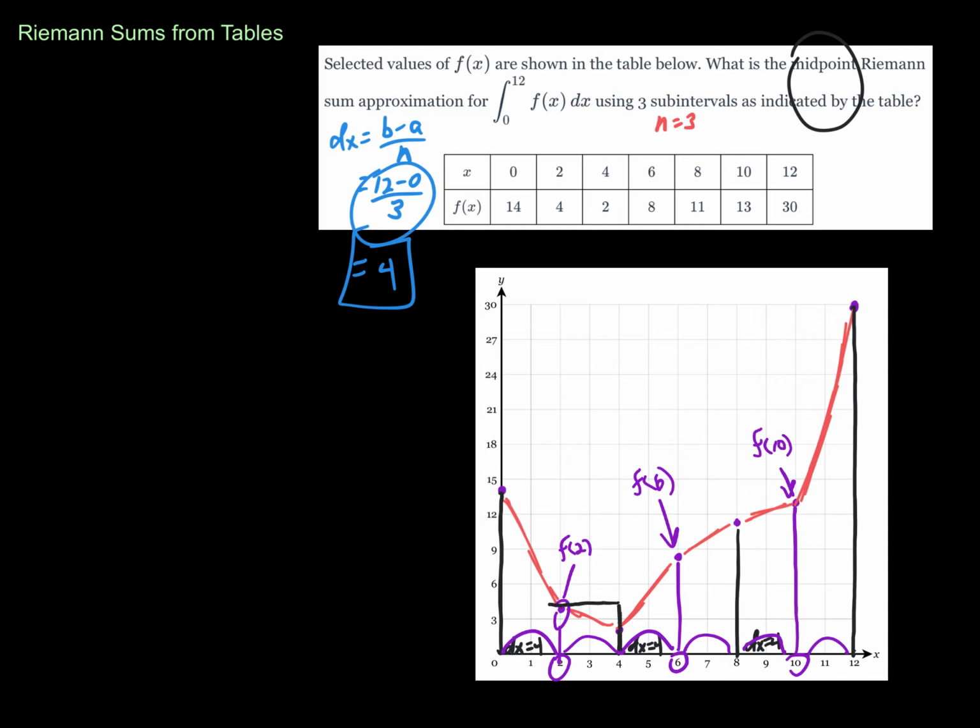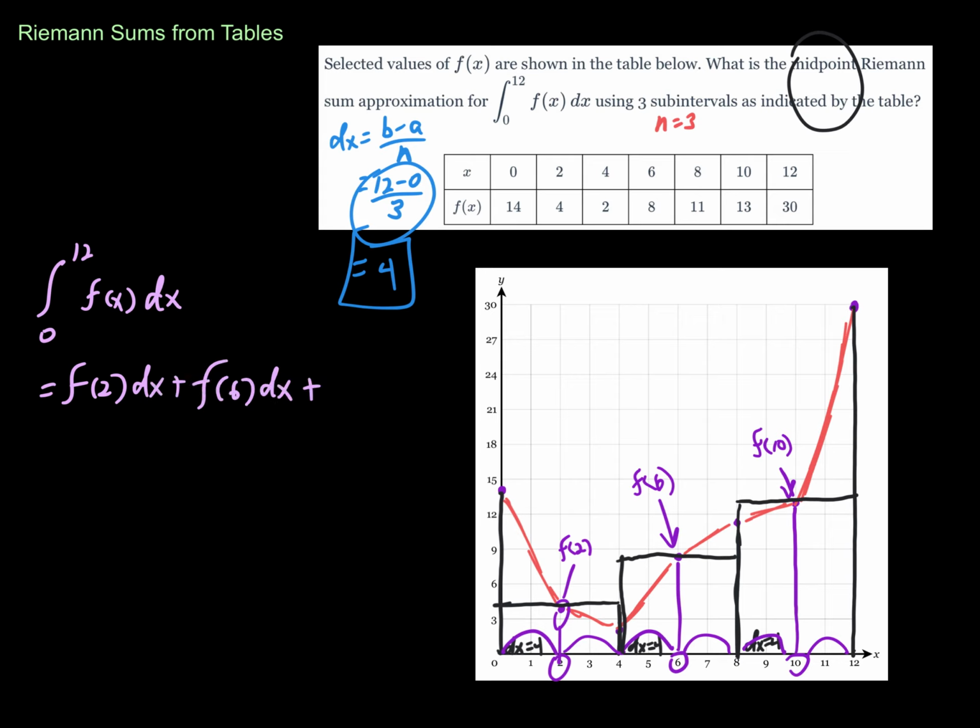With the height, we're using the midpoints. So now we're going to go up to here and use the midpoint for the height, and then go up here and do the same thing. So the answer to this, going from 0 to 12 of these f of x times dx's, well, the first one would be f of 2 times dx. The next height would be f of 6 times dx. And the last one would be f of 10 times dx. That would give us the height and the bases.